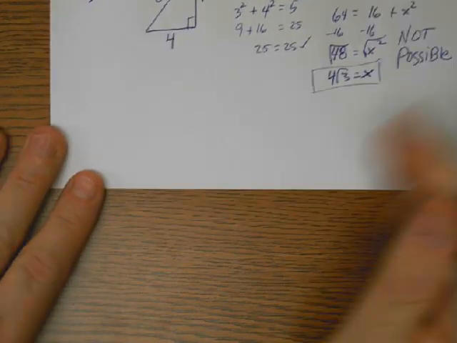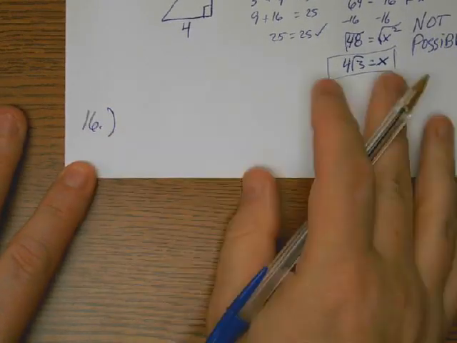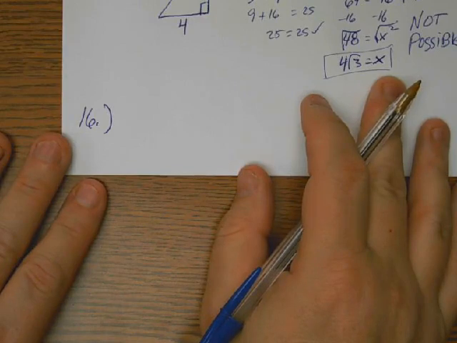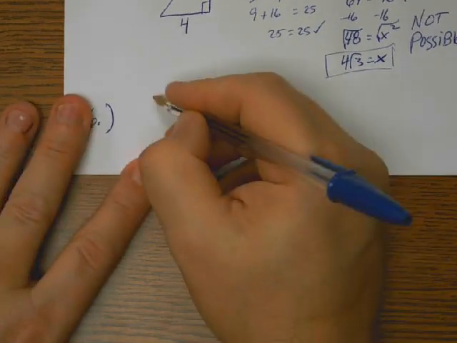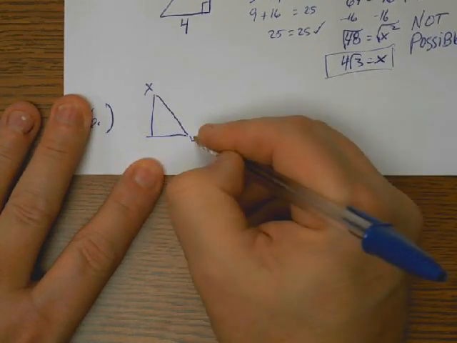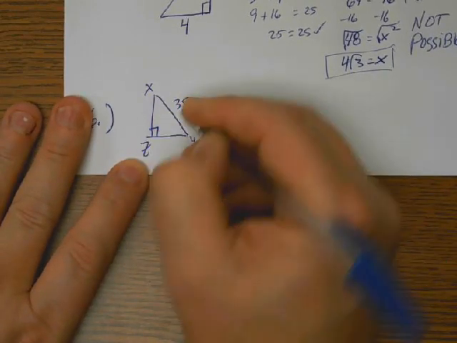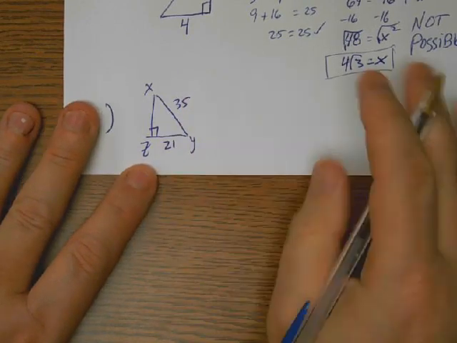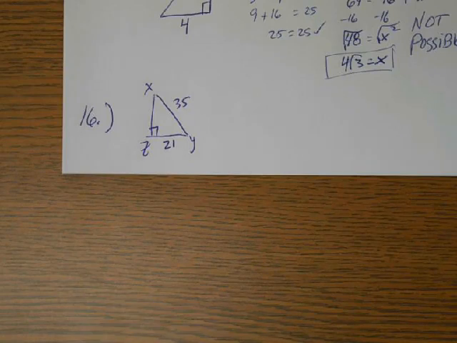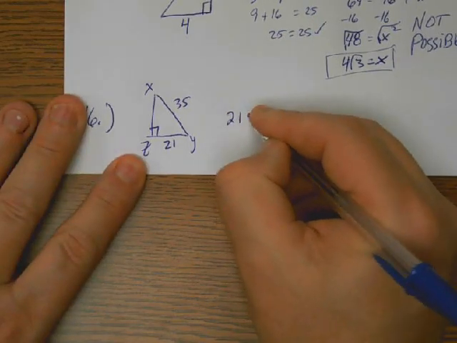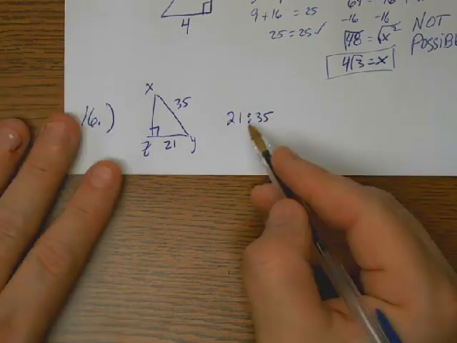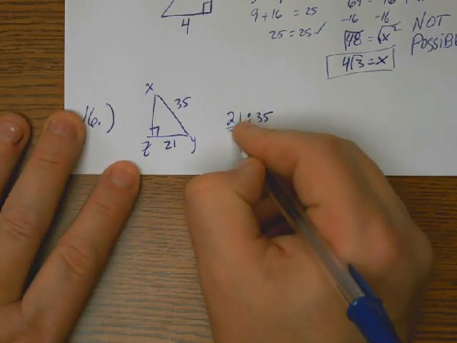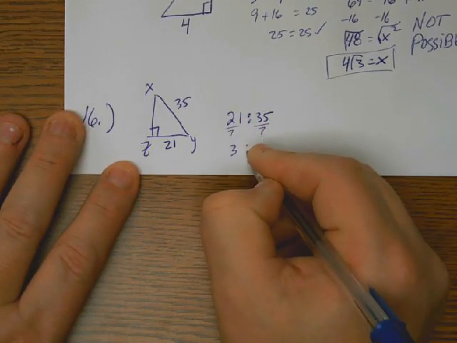Okay, let's do number 16. Number 16 says the same idea. We're still dealing with Pythagorean triple. In right triangle XYZ, the hypotenuse XY has a length of 35. And ZY is 21. If this is a Pythagorean triple, let's look at the ratio, 21 to 35. We don't know what the third ratio is, but let's look at this one first. If I reduce 21 to 35, dividing both by 7, I have 3 to 5.